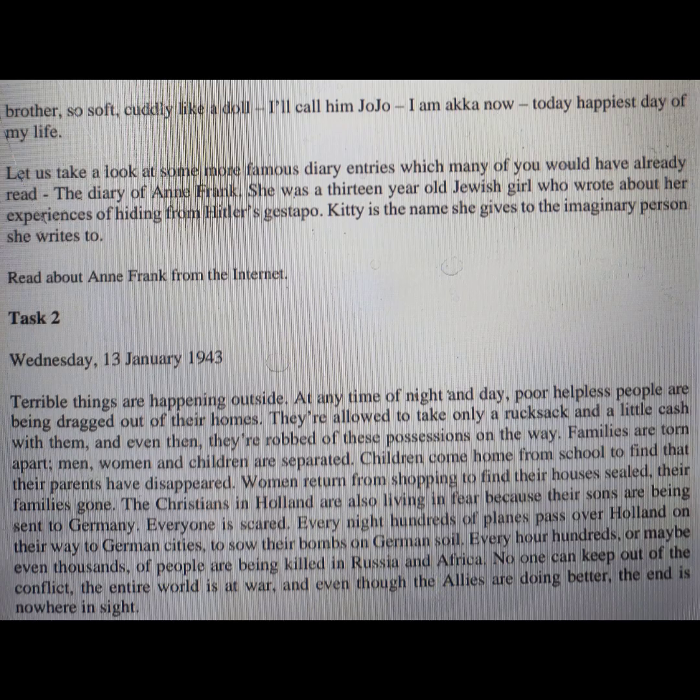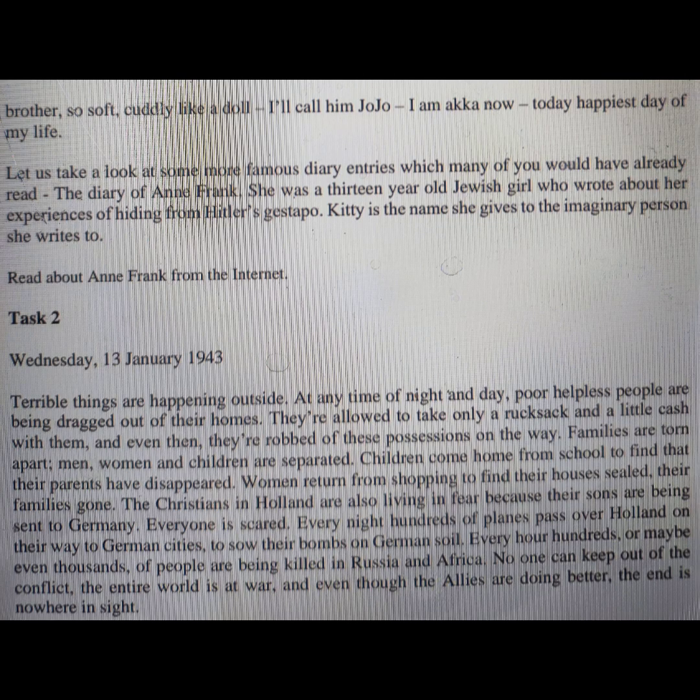Let us take a look at some more famous diary entries which many of you would have already read. The Diary of Anne Frank. She was a 13-year-old Jewish girl who wrote about her experiences of hiding from Hitler's Gestapo. Kitty is the name she gives to the imaginary person she writes to. Read about Anne Frank from the internet.